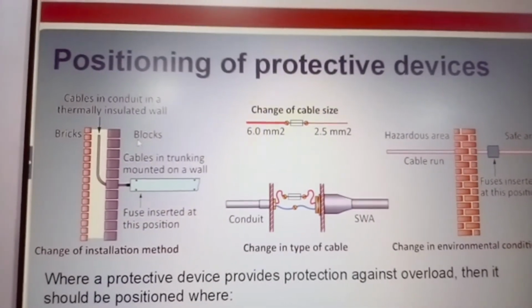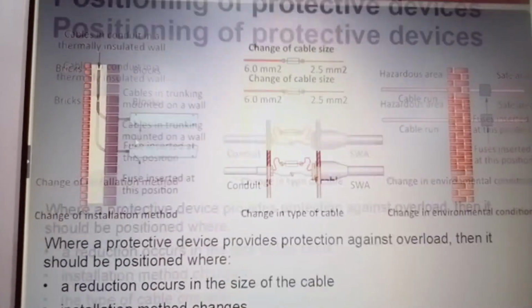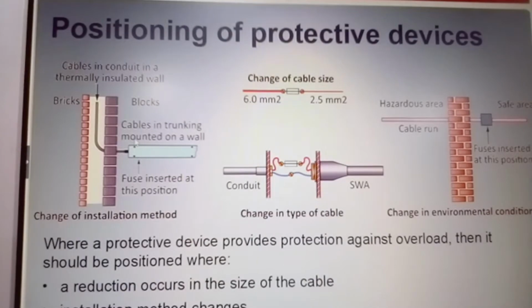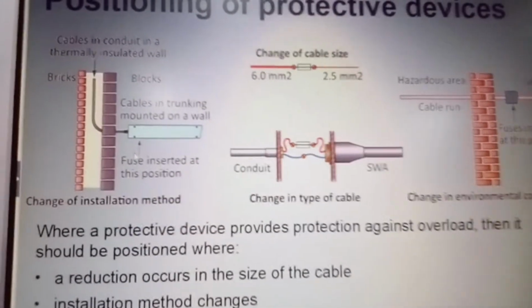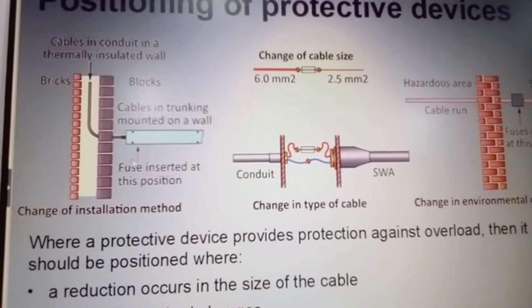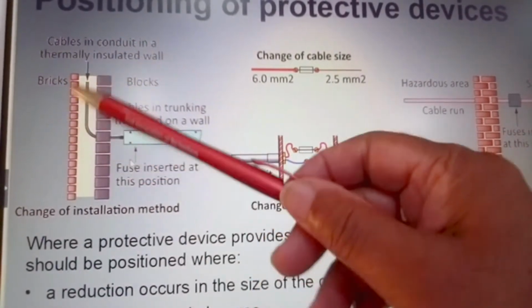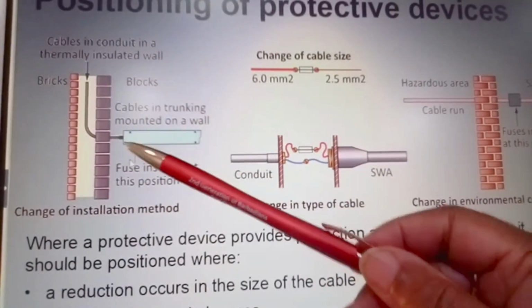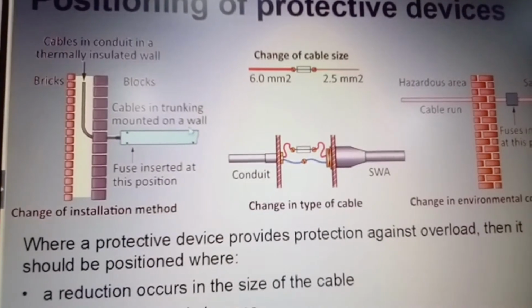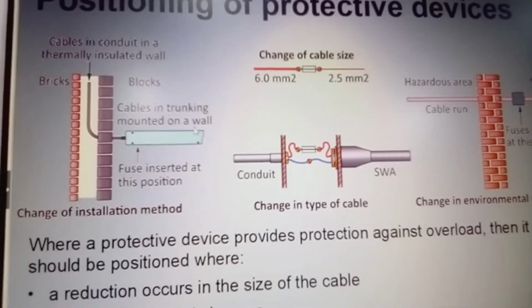Now, here we have positioning of protective devices. Let me just go back up a little bit and make sure we can get everything in view. Here we have cables in conduit in a wall, through bricks etc., and cable in trunking mounted on a wall. It's just showing you the positioning of protective devices, whether it be conduit or trunking.